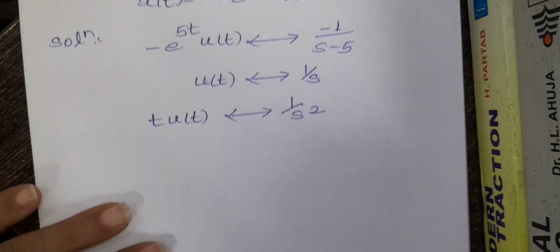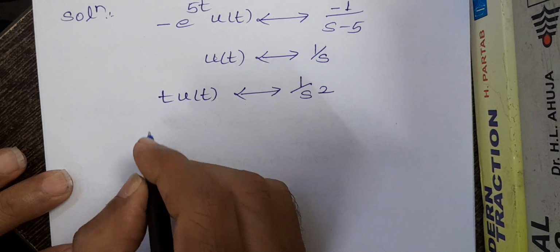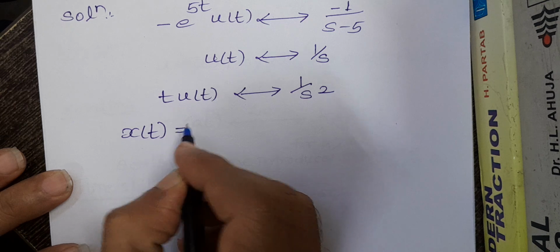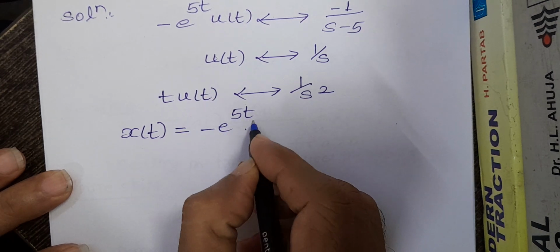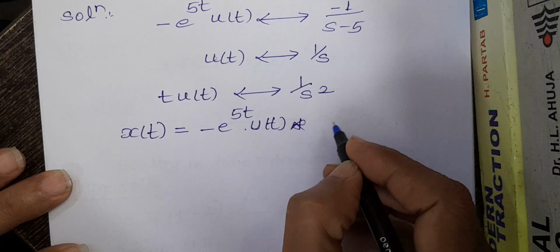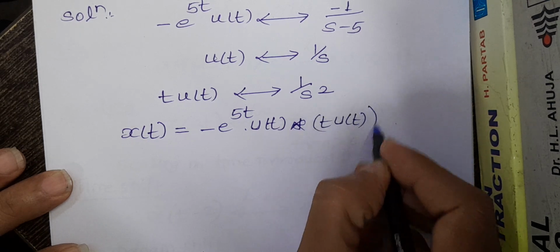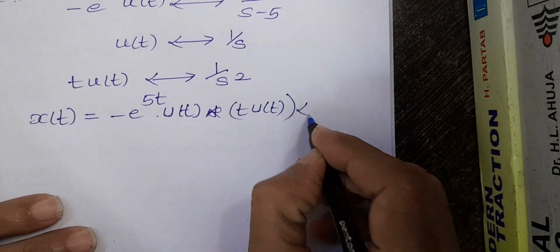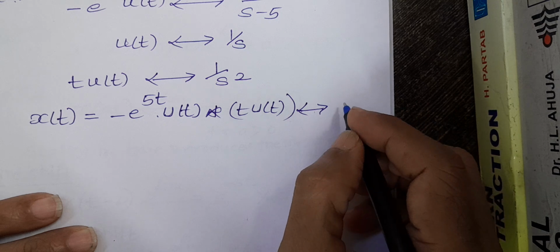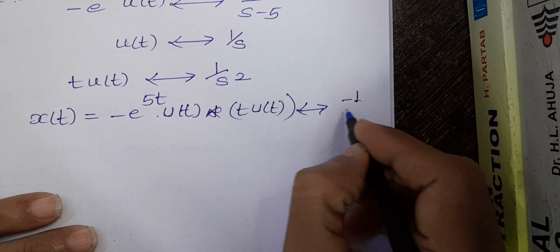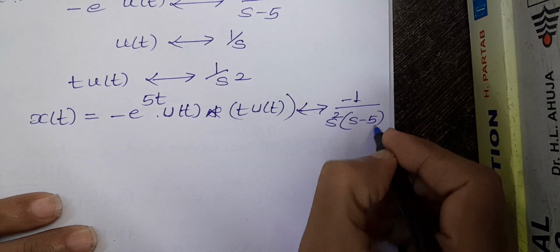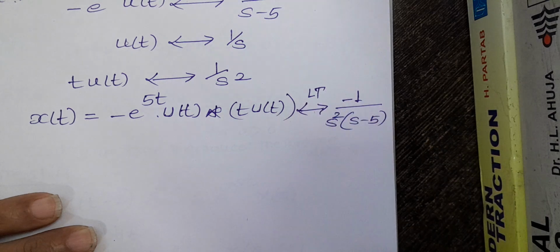Therefore by the convolution property we can directly find the Laplace transform of this function. So by the convolution property we can find x of t, which is given, minus e raised to power 5t into u of t, which is convolved with t into u of t, and therefore the Laplace transform of this is minus 1 over s square into s minus 5. So this is a Laplace transform of the given function.